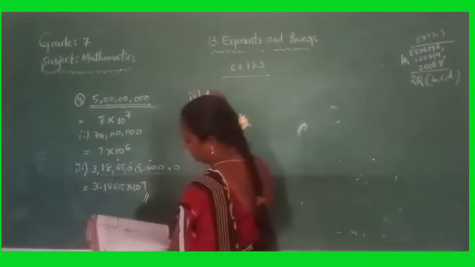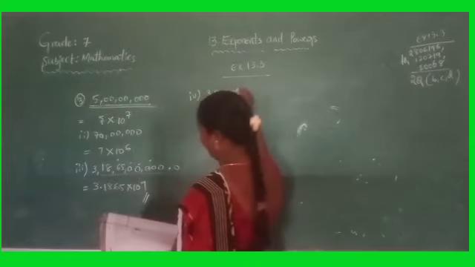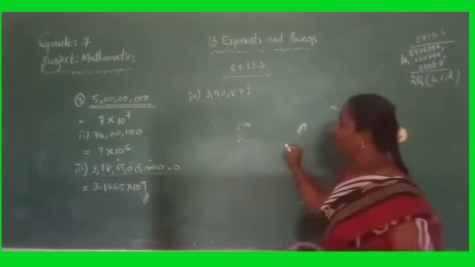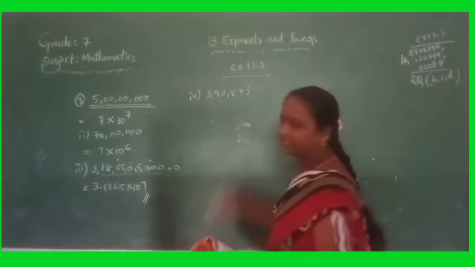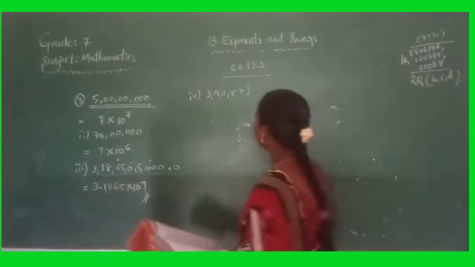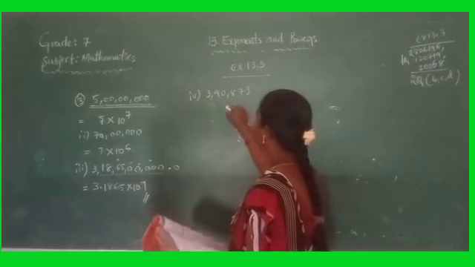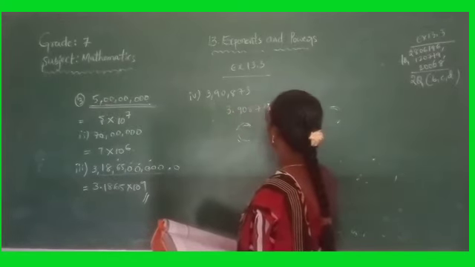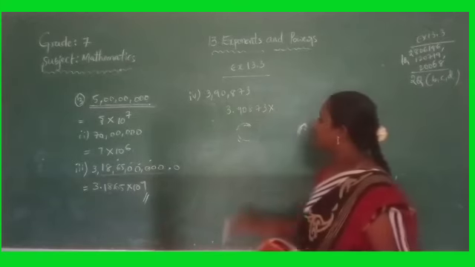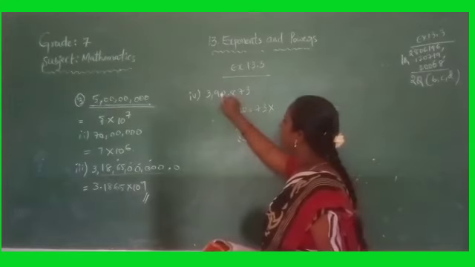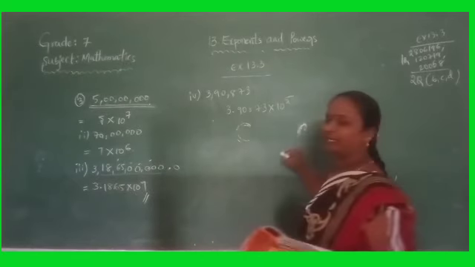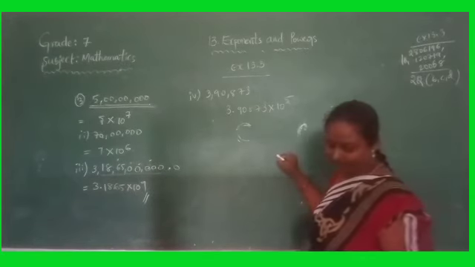See, fourth one, 390873. So how to write this one in a standard form? So we have to keep the decimal point: 3.90873 into, so point after how many digits? 1, 2, 3, 4, 5. So we can write 10 to the power of 5.